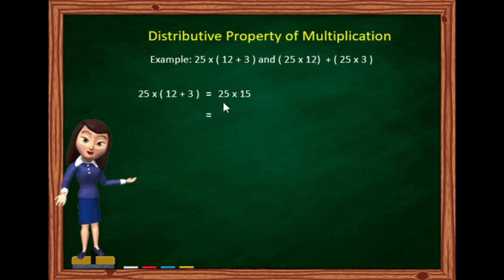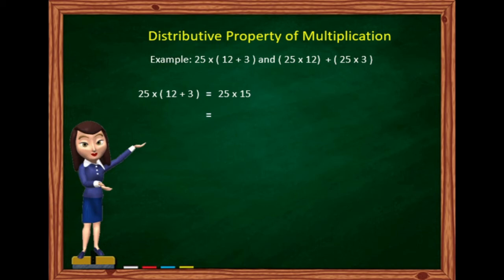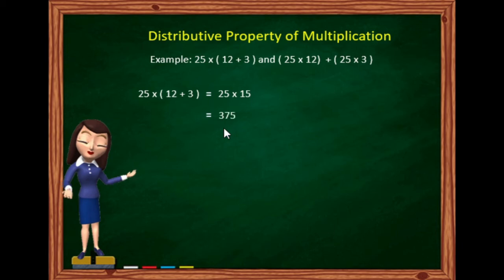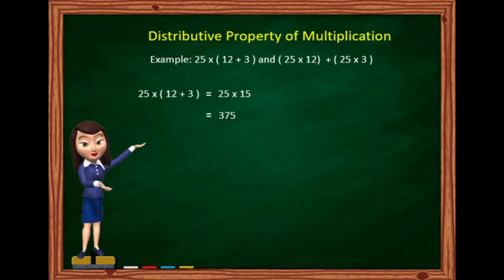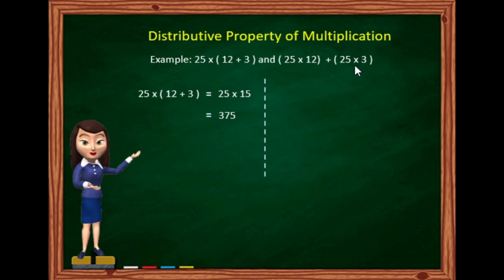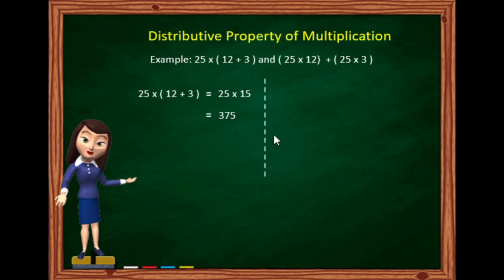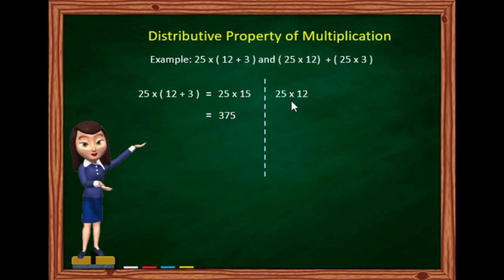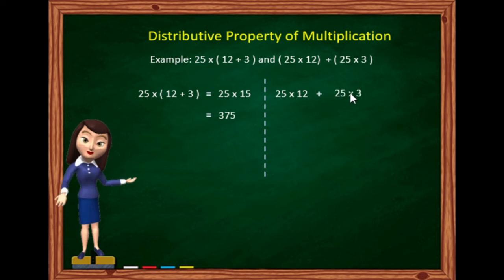And in that way, you can multiply them together, whether by mental math or multiplication method. But still, you would have the answer 375. This is your answer if you solve this form of equation. How about if you solve using this equation? Would we still get the same product? Let's see. 25 times 12 plus 25 times 3.